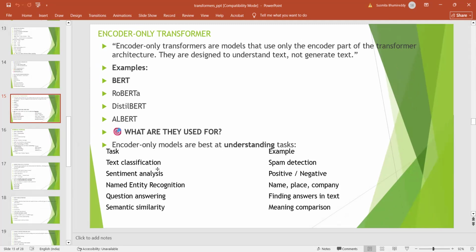This is text classification, like whether it is spam or not. This is sentiment analysis, whether it is positive or negative. Named entity recognition: what is the name, what is the place, what is the company. Question answering, like finding answers in the text. Semantic similarity, like meaning comparison, word to word meaning comparison. So to understand which is related to what, these all come under the encoder-only transformer.